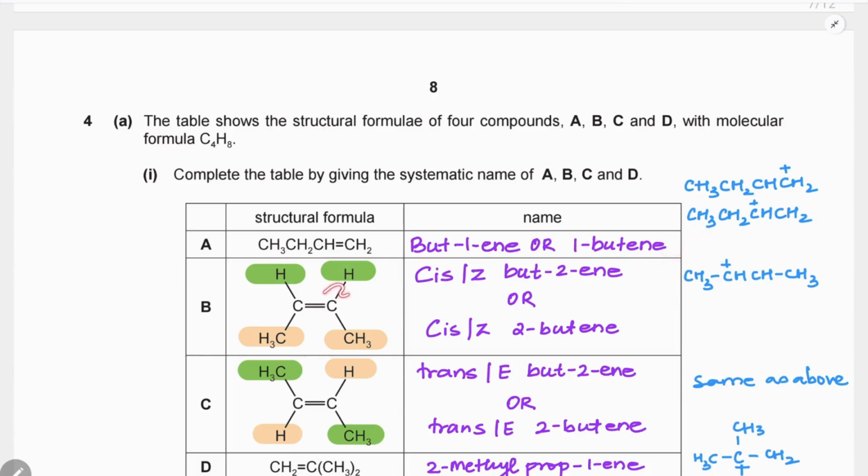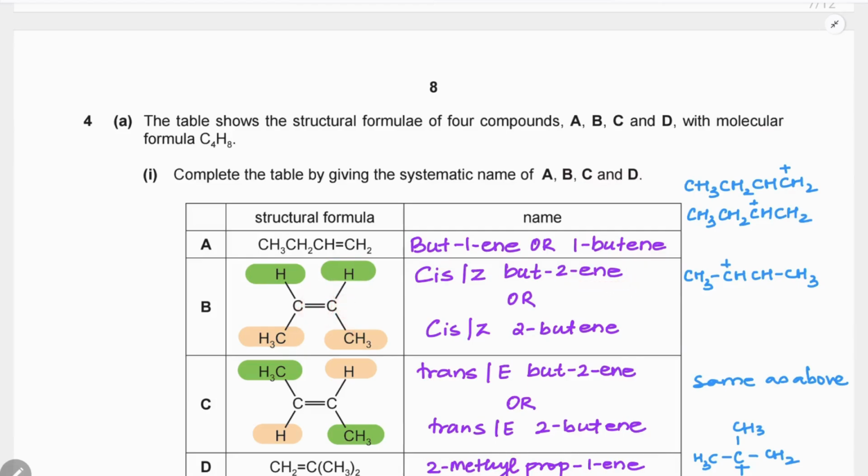Now the next one over here, again a double bond, which is already given to us, is going to be C4H8. As you can see the bonding, the substituents are attached in the same form, so it's going to be cis or Z butene. We can see 1, 2, 3, and 4. So but is there, and on the second carbon we're going to have the double bond, so we write 2-ene.